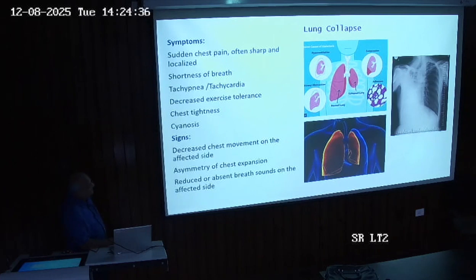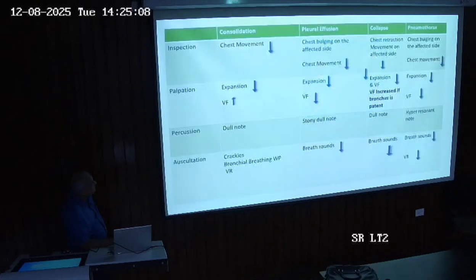So there are two types of collapse. One is a passive collapse, that means some pneumothorax or pleural effusion causing lung parenchyma to collapse, or absorptive collapse, like if there is an intrabronchial pathology or foreign body, this can absorb the air and cause a collapse. So decreased chest movement on the affected side would be the finding, asymmetry of chest expansion, reduced or absent breath sounds on the affected side.